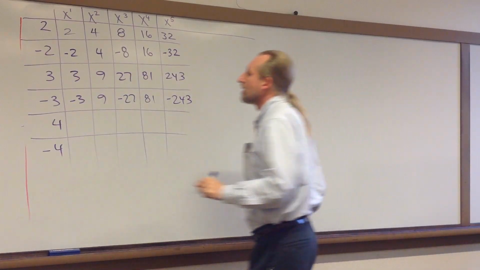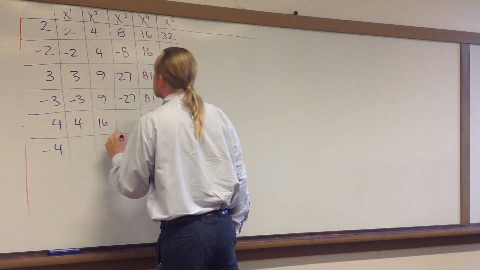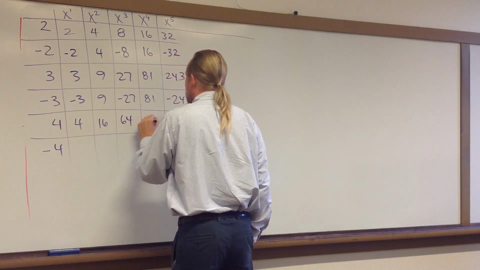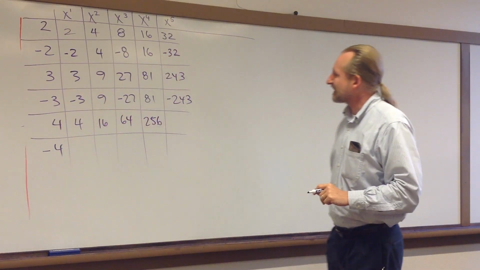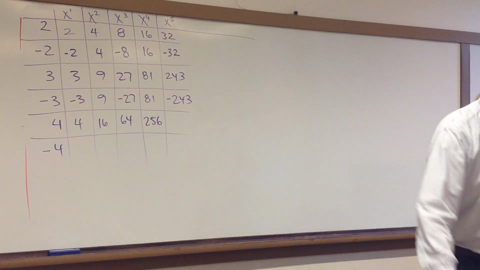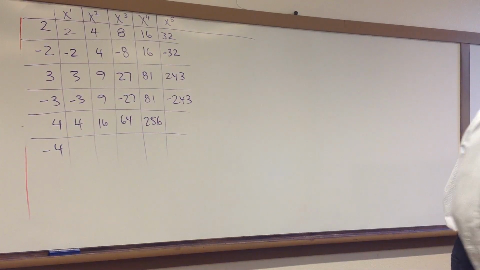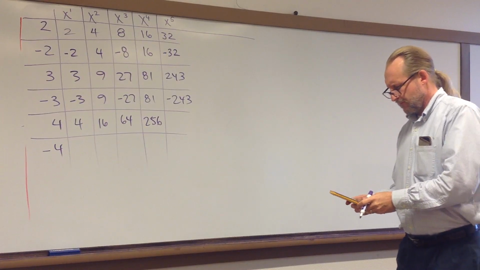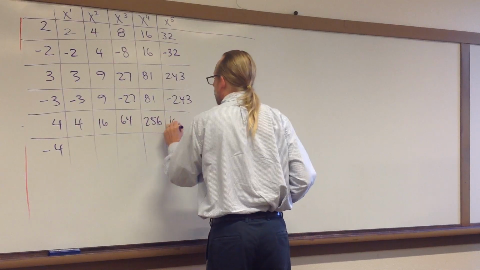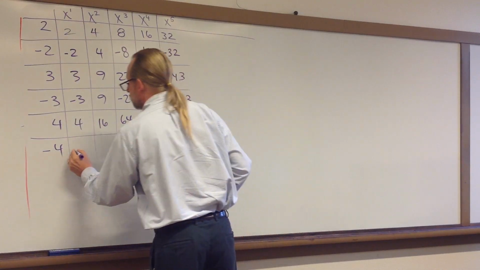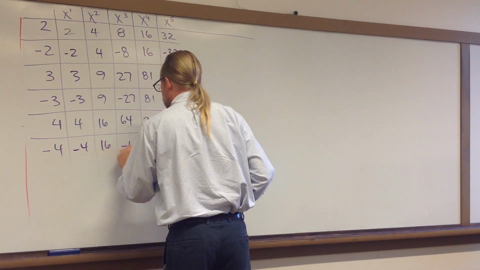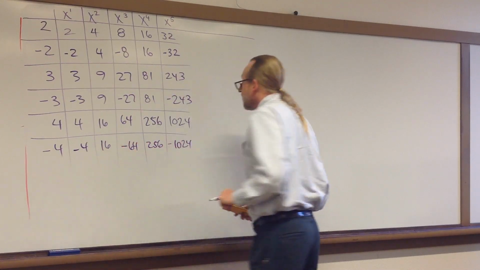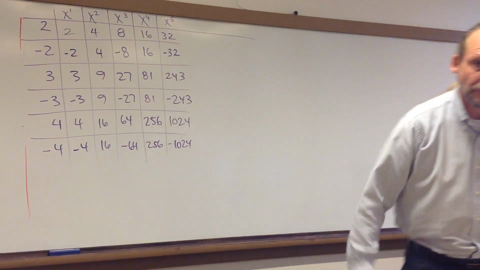All right, let's see here. 4, 16, 64, 256, and then what is that going to be? 1,024, is that right? I think so, yeah. So 4 to the 5th power, 1,024. There we go. And then this will be negative 4, positive 16, negative 64, positive 256, and negative 1,024.